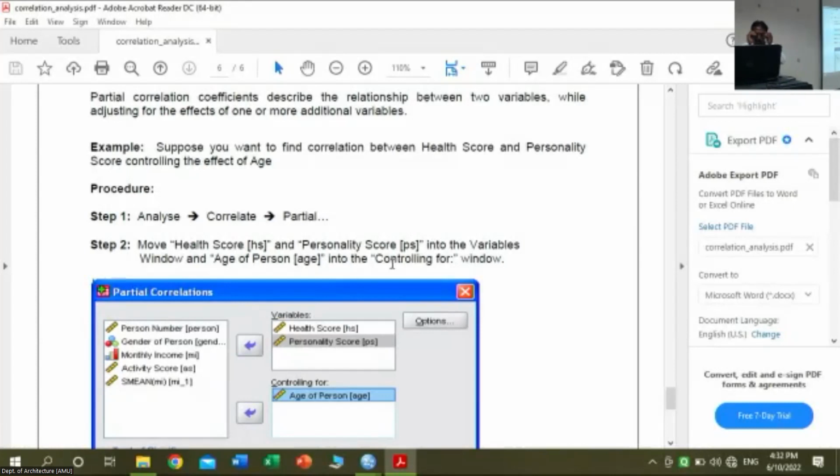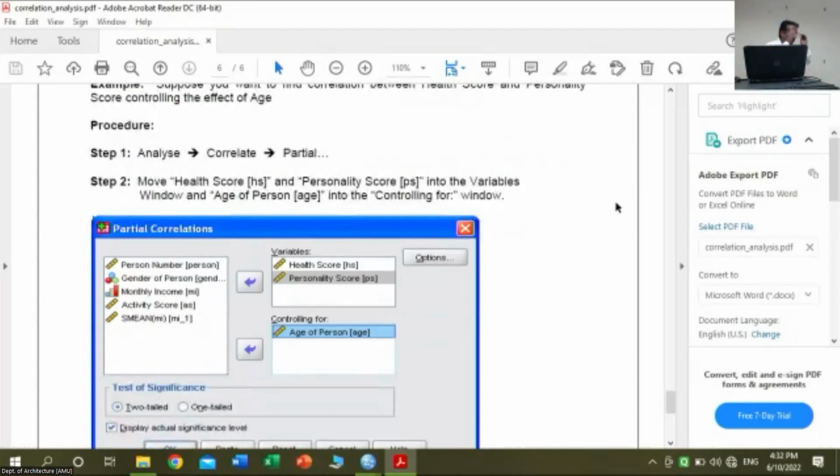Here, suppose while we consider a problem like that, suppose we want to find the correlationship between health score and personality score controlling the effect of age. So how will I do it? Under age, no correlation versus some correlation. Effect of personality score on health after controlling the effect of age.